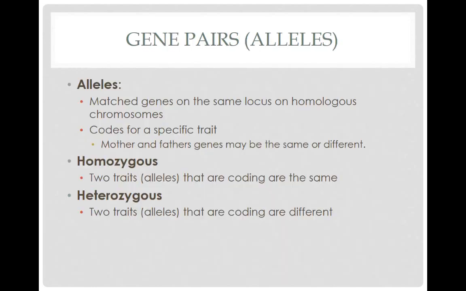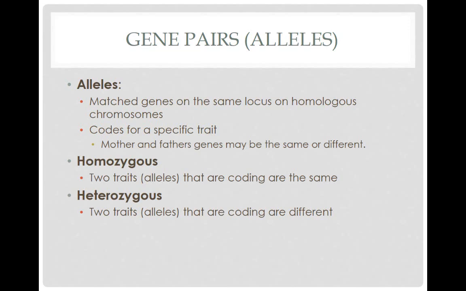And if we look at these genes, we have a lot of terms that mean a lot, and they can get a little confusing for some people. So the alleles, I usually call them alleles, are the matched genes on the same locus or location on the homologous chromosomes. So as an example, like we just went over, coding for a specific trait.